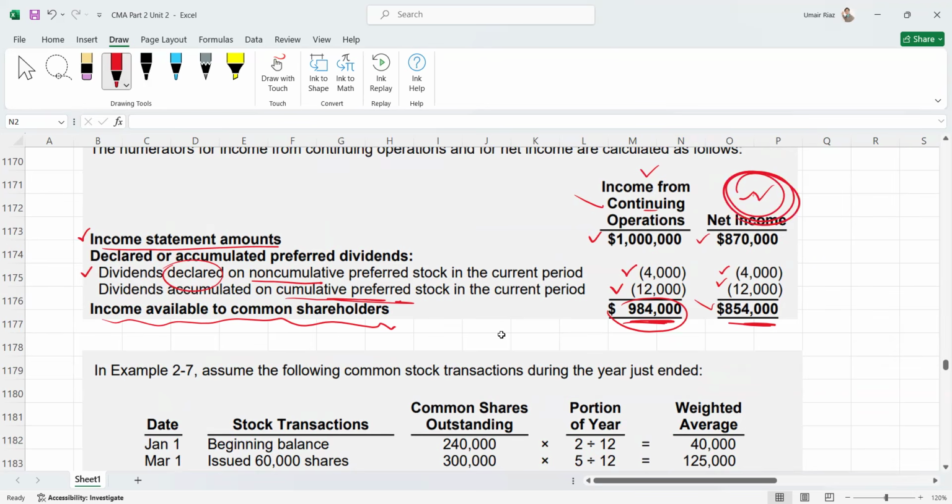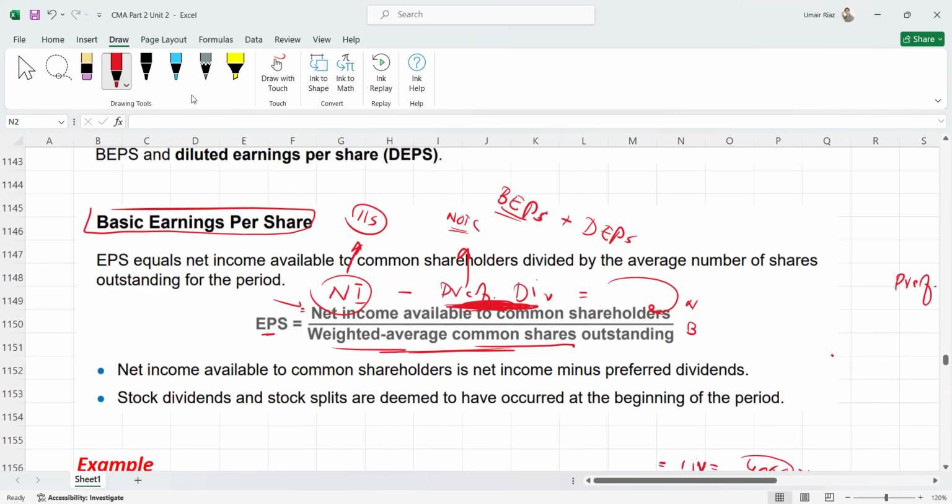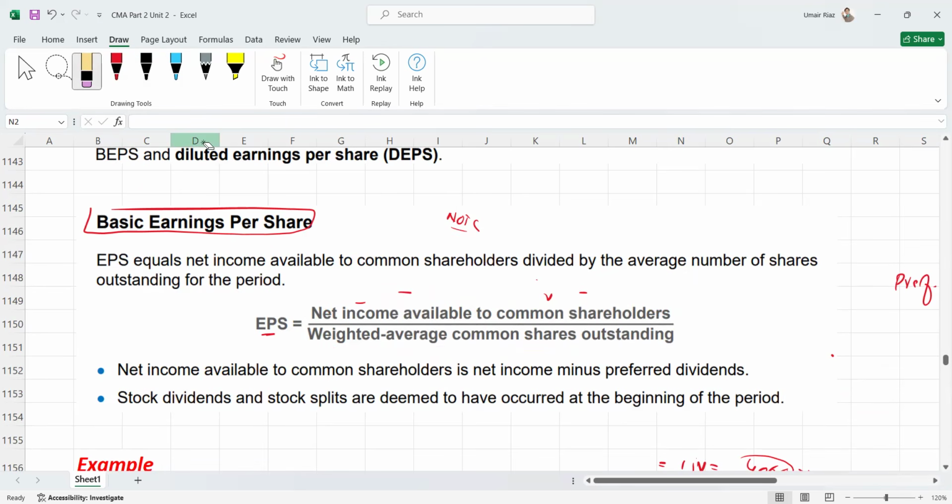Okay, guys. Now I'm going to explain the denominator. As I told you in the formula, the numerator I have already explained, so what are the adjustments in the numerator? And now I'm going to show the adjustment in the denominator, which is how to calculate the weighted average common shares outstanding. Common shares are also called ordinary shares in British language. So we are going to calculate weighted average shares. I'm going to show you the calculation for weighted average shares. So here we go.